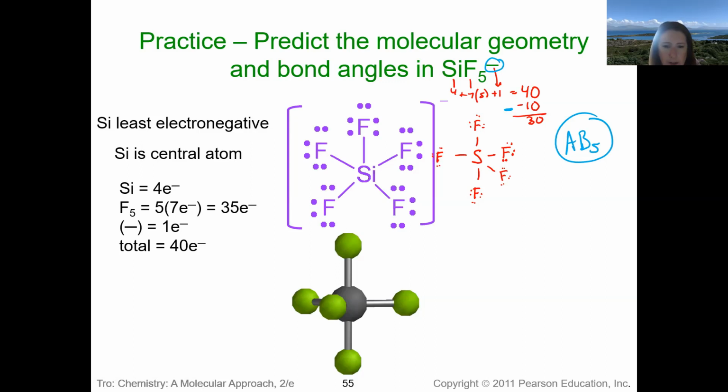Why does this become S in the Lewis structure? Eric, you're going to have to ask that question again. I don't exactly understand it. I see it, but I don't understand.